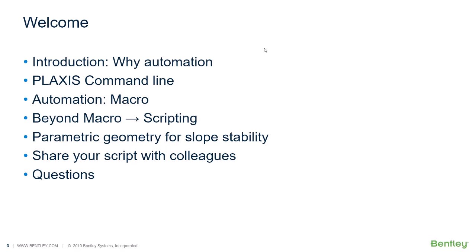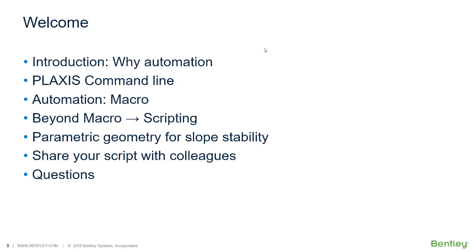Quick overview of what we're going to discuss here. Why do we need automation? Then we'll show why we need the Plaxis command line for this. And then the first automation option that we'll do is a simple macro option. But we'll see that macros will have limitations, so that's why we'll go to scripting and Python scripting in this case. And so that's what we'll use for the session here today.